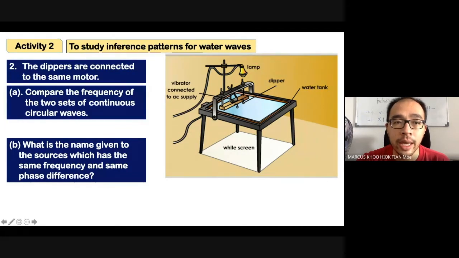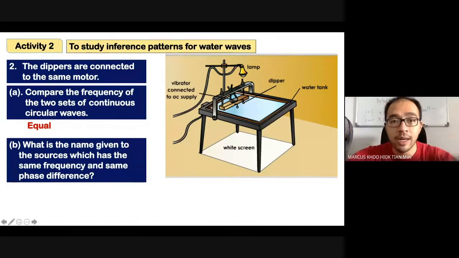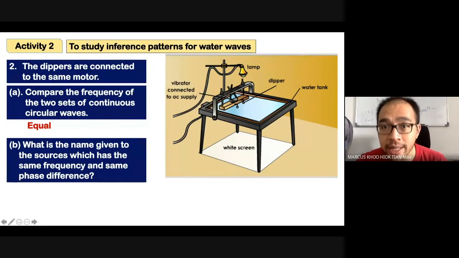You have two dippers over here, so two dots, that are connected by the same motor. Because of that, when we compare the frequency of the two sets of continuous circular waves, they're going to be of equal frequency. The dippers are like two small balls that you dip inside the water. The two dippers are going to dip at the same time, and so they will have equal frequency.